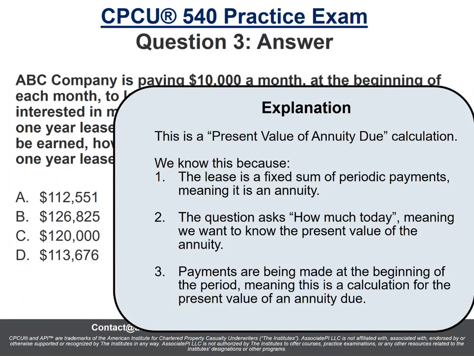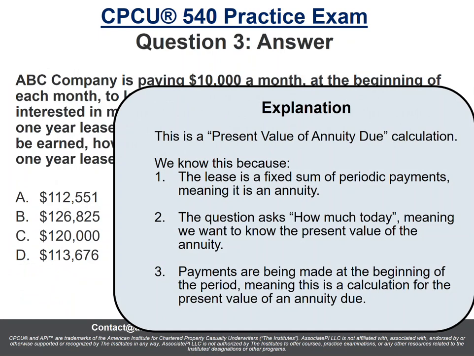To solve these questions, first you have to figure out what the question is asking and what formula to apply. So that's step 1, what formula. What we know is this is a present value of an annuity due calculation, meaning you need the present value of an annuity due formula. And we know this for 3 reasons. 1, ABC company is paying a lease. A lease is a fixed sum of periodic payments. That means it's an annuity. 2, it's asking how much today, in today's dollars, meaning we want to know the present value. So there you go, present value of an annuity.